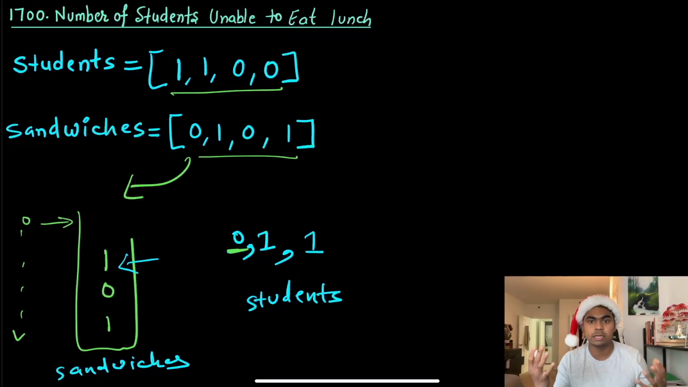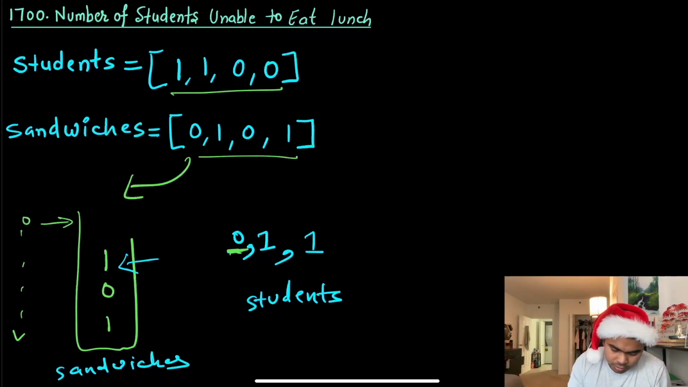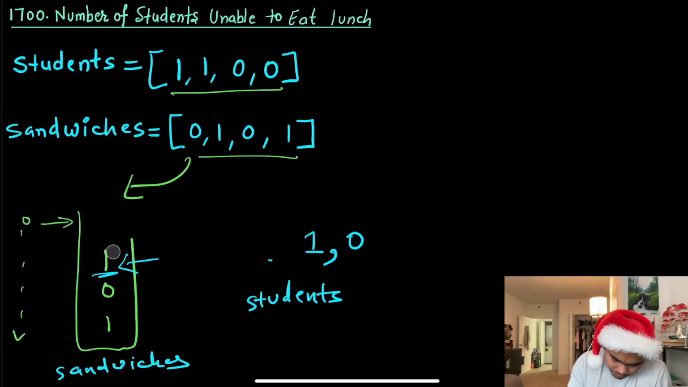So they don't match. This guy doesn't want this square sandwich, so he will go to the back of the queue. It will come right here. And then now the front of the queue is 1 and the top of the stack is 1. This guy will take the sandwich and go away. So this sandwich is gone now.